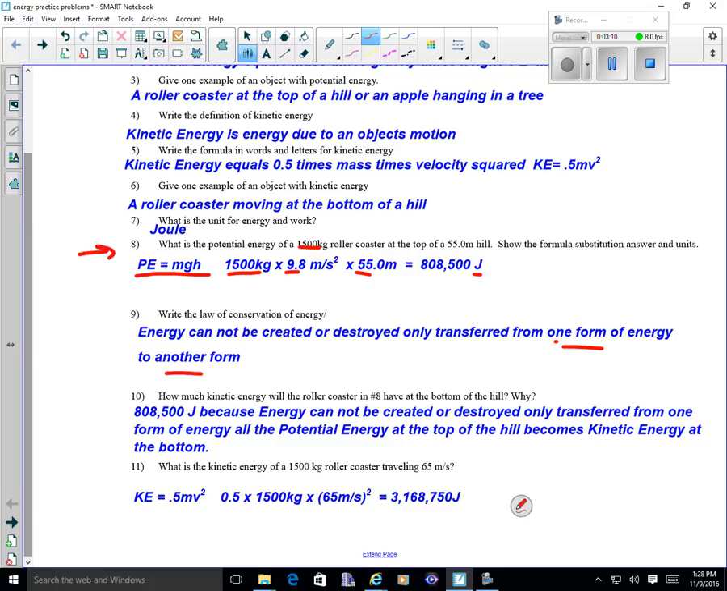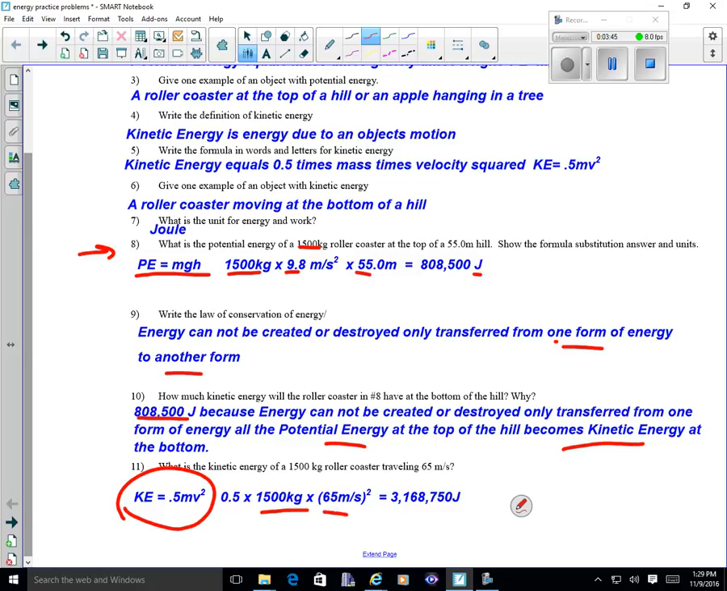And lastly, for this short little video, if I want to know the kinetic energy of a 1,500 kilogram roller coaster traveling at 65 meters per second, we're going to use that KE equals 1/2 mv squared formula. I'm going to bring down my 1/2, plug in my kilograms of 1,500. They said the roller coaster was going 65 meters per second, and you square that. And that gives you 3,168,750. And once again, all energy is measured in joules.